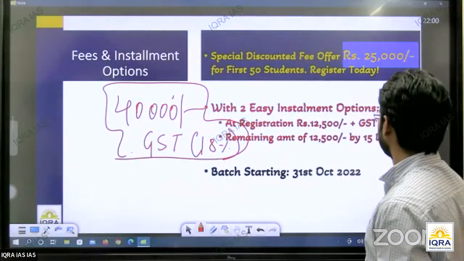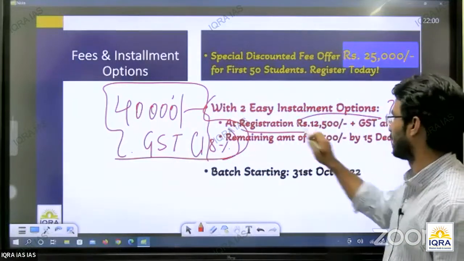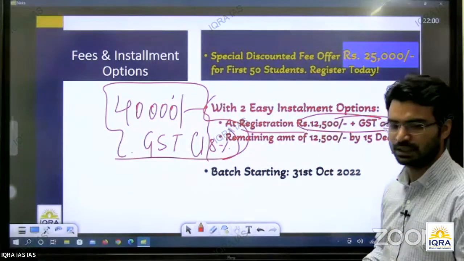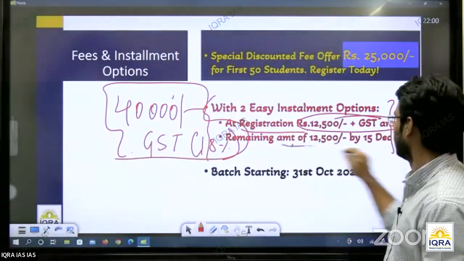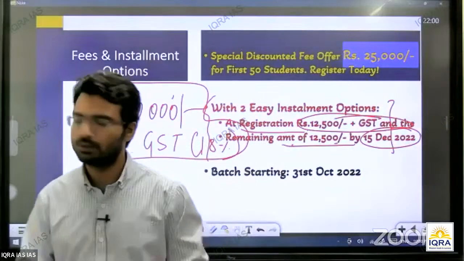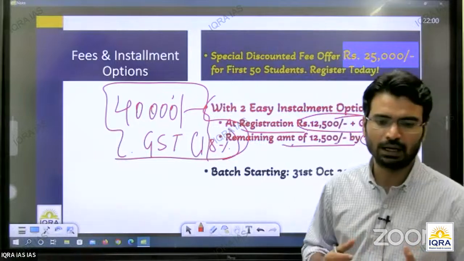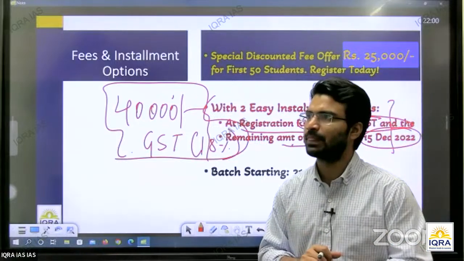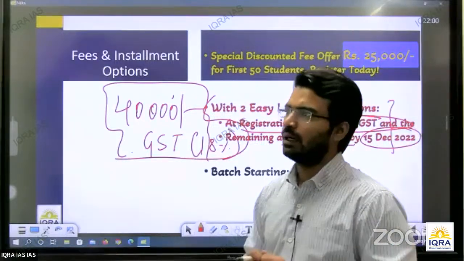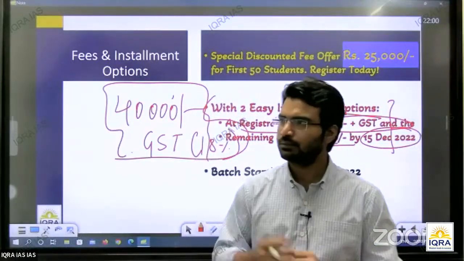देयर आर टू इंस्टॉलमेंट्स इन दिस, यू कैन सी ओवर हियर. एट द टाइम ऑफ रजिस्ट्रेशन यू हैव टू पे 12,500 प्लस जीएसटी, एंड द रिमेनिंग इज ऑन द 15th ऑफ दिसंबर. यू विल गेट 45 डेज ऑफ टाइमिंग टू कंप्लीट, पर आपको 45 दिन मिलेगा आपकी फीस को कंप्लीट करने के लिए. ठीक है, तो दो साइकिल में है. ये आपका फीस का हो गया, जिसने भी फीस के लिए क्वेश्चन पूछा था.